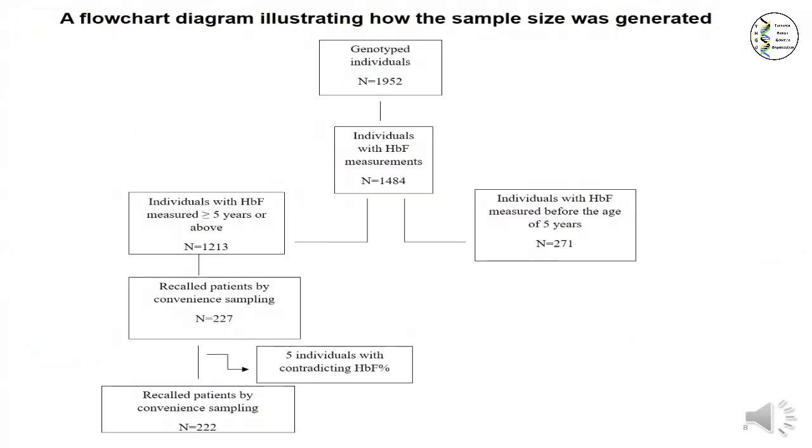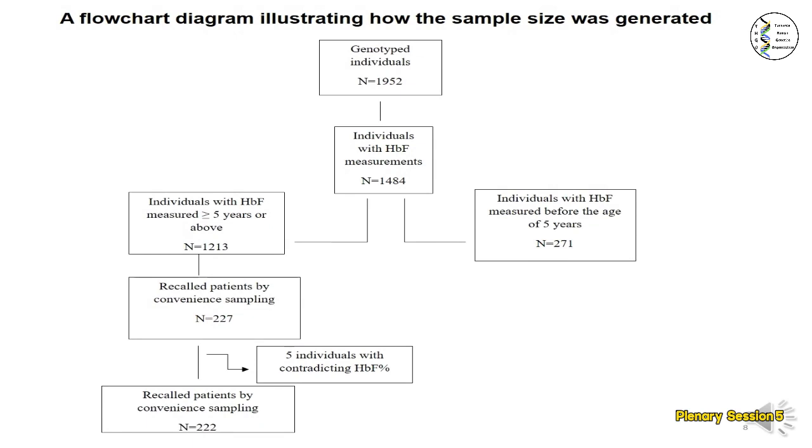This is a flowchart that illustrates how the sample size was generated. My colleague and mentor, Dr. Siana, had generated data of about 2,000 individuals. She conducted one of the largest genome-wide association studies of sickle cell disease individuals in Africa. So we have data of about 2,000 individuals, of which 1,400 had HbF level measurements.